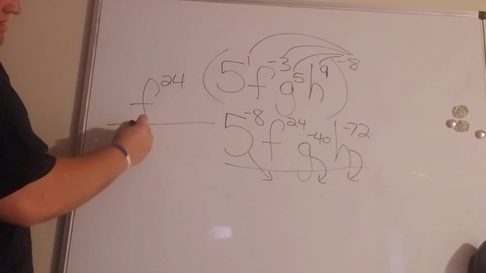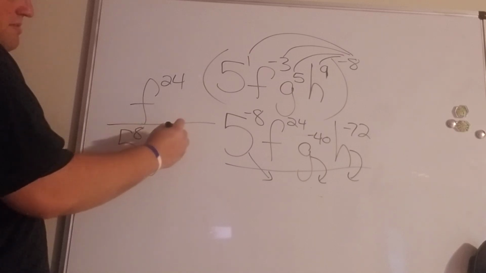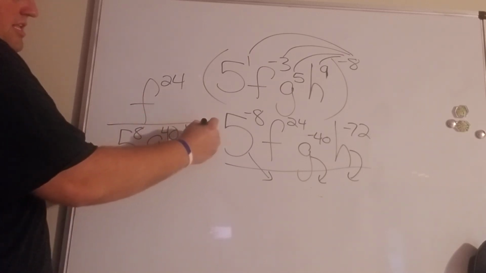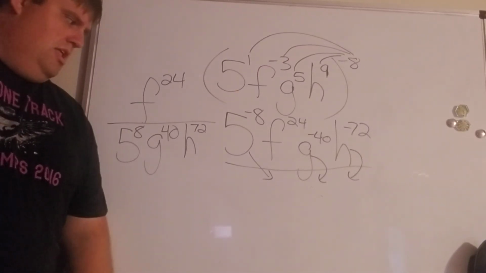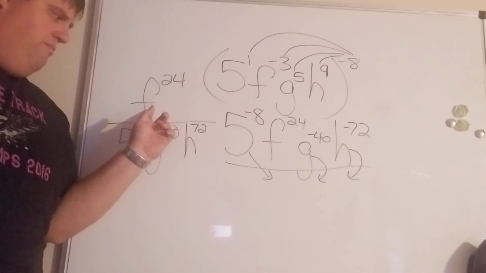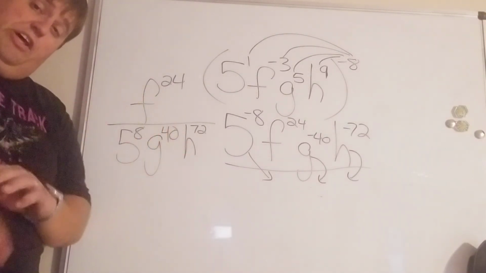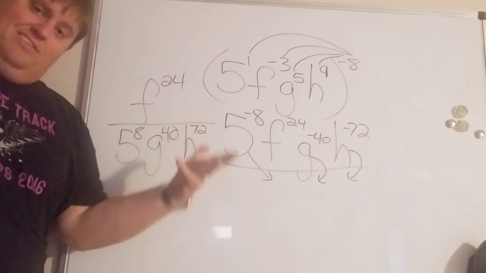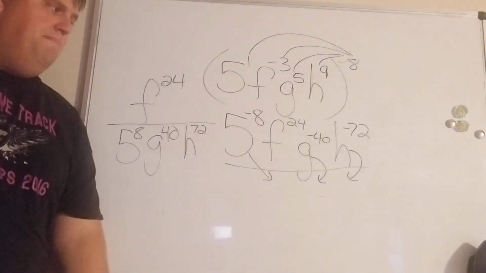5 to the 8th moves to the bottom, becomes positive. G to the 40th moves to the bottom, becomes positive. And H to the 72nd moves to the bottom and becomes positive. Just in case you're wondering, if we move the F to the bottom also, I would just put a 1 on top of that fraction. Because there's always a 1. If we don't see something, there's just a 1 there, right? So there'd be a 1 coefficient on the top.